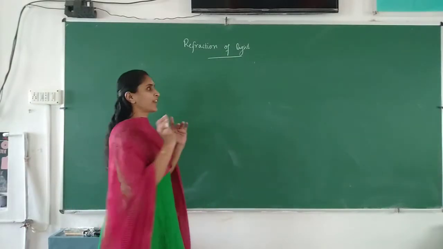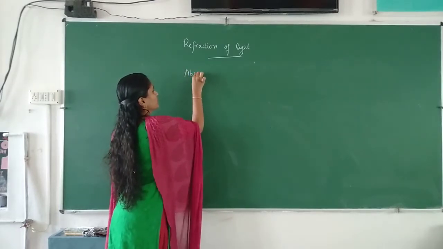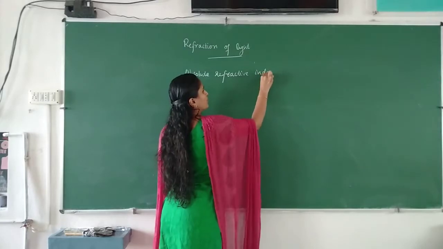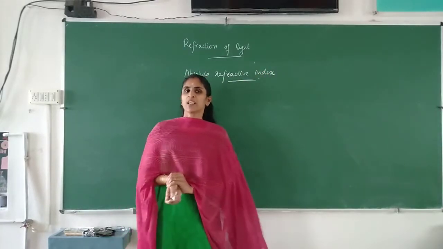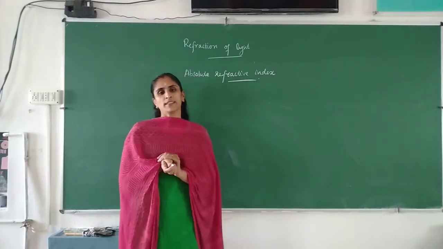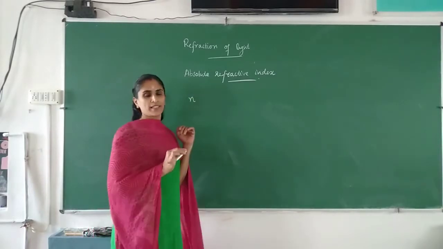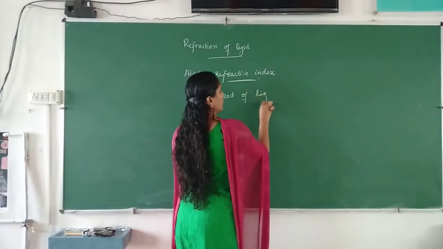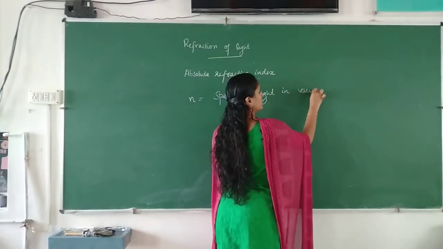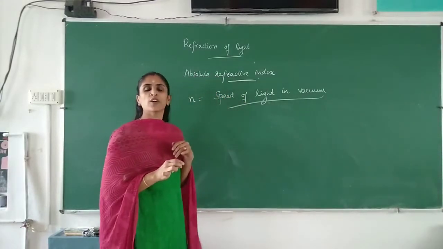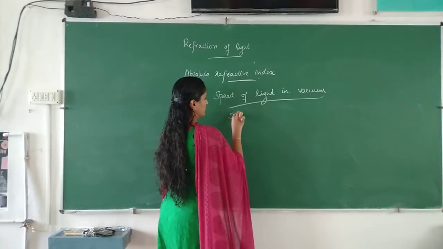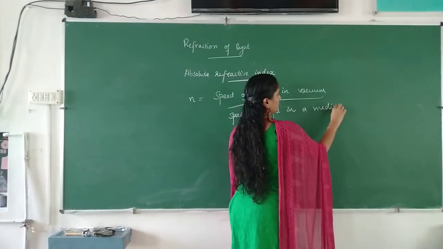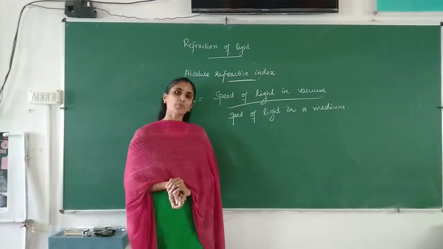Refractive index, or absolute refractive index. The absolute refractive index of a medium, which we represent as n, is defined as the speed of light in vacuum to the speed of light in that medium.